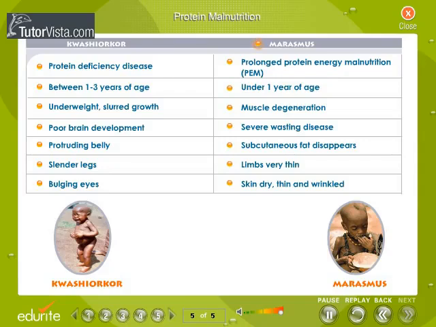Marasmus. It is a form of prolonged protein energy malnutrition. It affects infants under 1 year of age. Common symptoms are muscle degeneration, disappearance of subcutaneous fat, and limbs that are dry, thin and wrinkled.